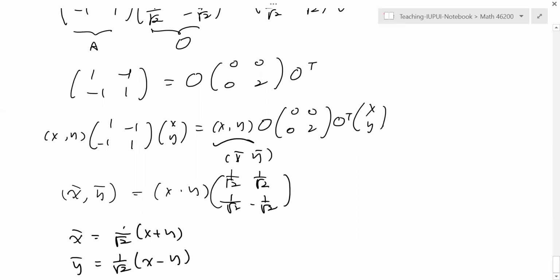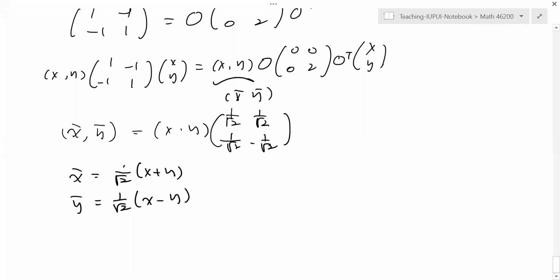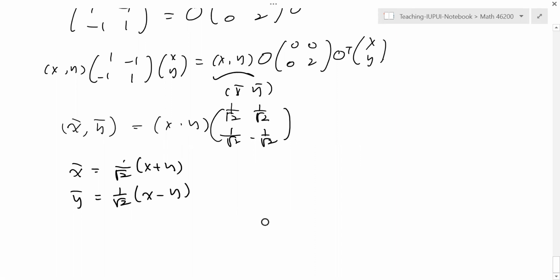I think that's it. So if you're using this transformation, then the above equation will become very simple. Okay, so you will get, what do you get here?